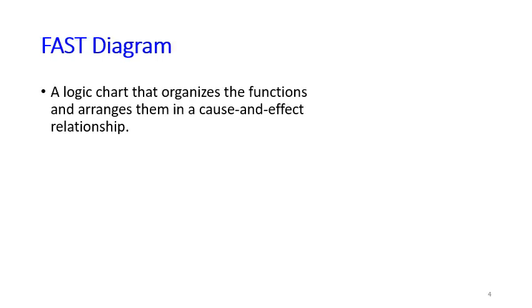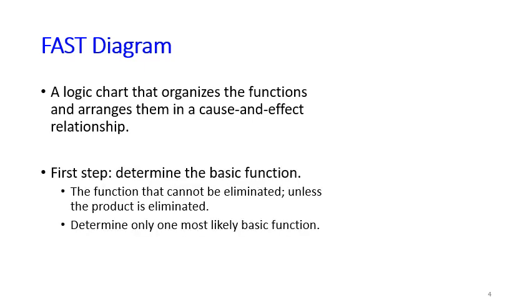The important output of this part is a diagram called the FAST diagram. This is a logic chart that organizes all the functions in a product and arranges them in a cause and effect relationship. So to draw this diagram, the very first step is that we need to determine the basic function. Remember, basic function means that this is a function that cannot be eliminated. The product will not exist without this function.